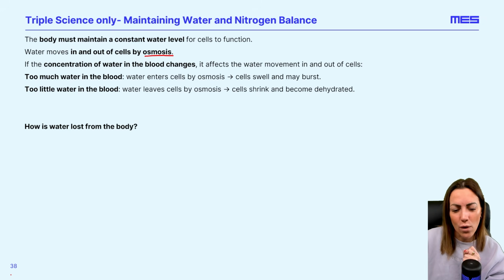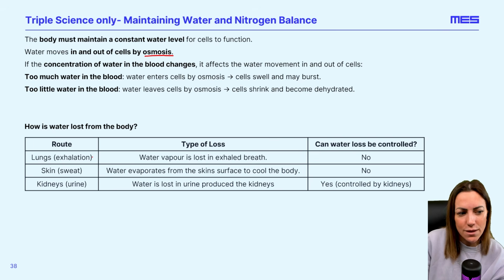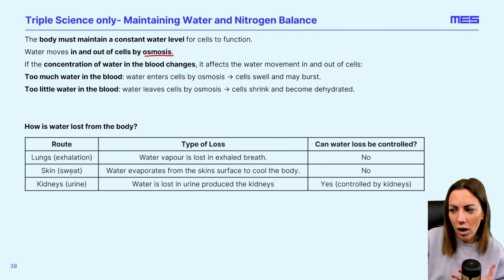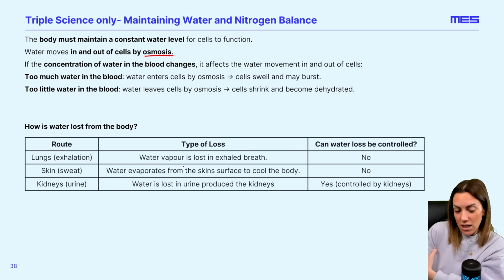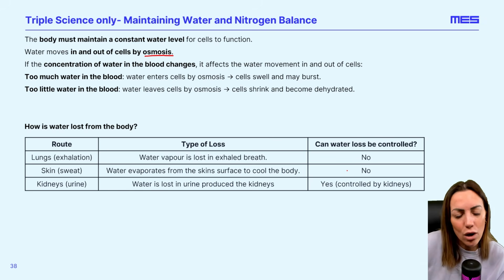Let's think about all the different ways that we lose water from the body. So we lose water from our lungs when we exhale or breathe out, because water vapor is lost in exhaled breath. Now, we can't control how much water vapor is lost when we breathe out. Water vapor is also lost by our skin when we sweat to try and cool ourselves down if we're too hot, because water evaporates from the skin surface to take heat energy from your blood and help to cool the body.